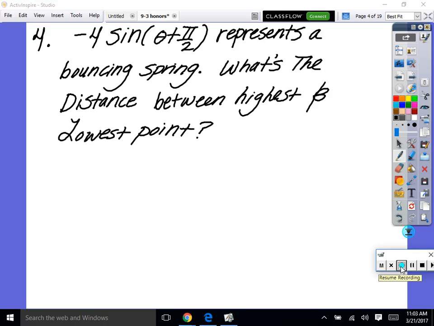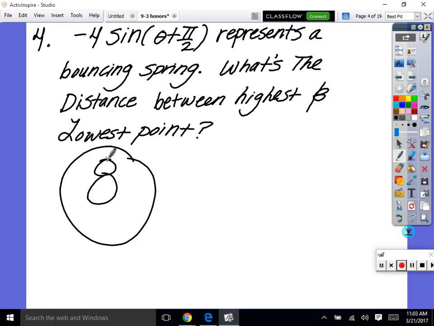It says, what's the distance between the highest and lowest point? No, the answer is not 4. It's that straightforward, you guys. Isn't our amplitude 4? Doesn't amplitude mean we bounce up and down between, our midline is between -4 and 4. So, very good. The distance would be 8. That easy. Don't make it harder than it needs to be.